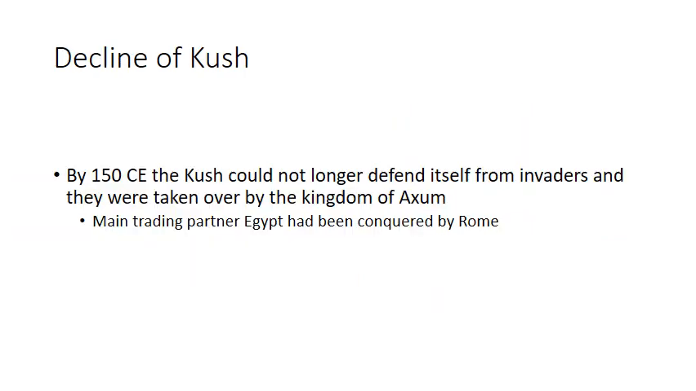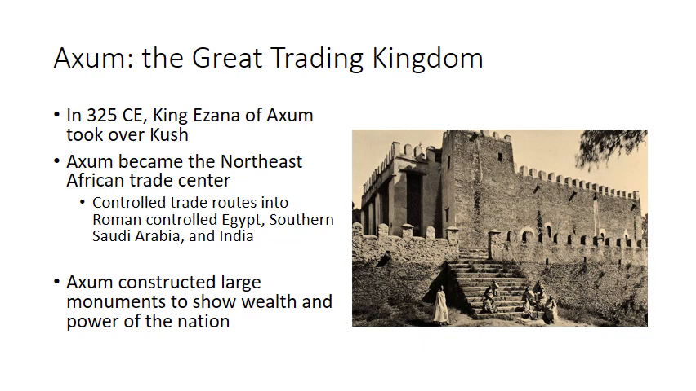By 150 CE, or 150 years after Jesus was born, the Kush could no longer defend itself from invaders, and they were taken over by the kingdom of Axum. Their biggest trading partner, Egypt, at this time had been conquered by Rome, so there was no one to help them out. So with Kush taken over by Axum, Axum becomes the Great Trading Kingdom.